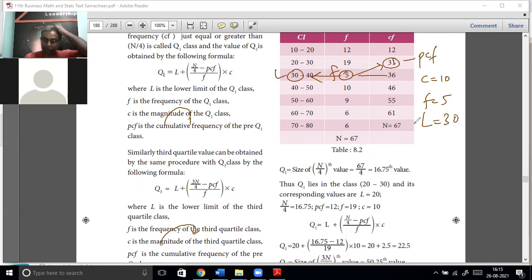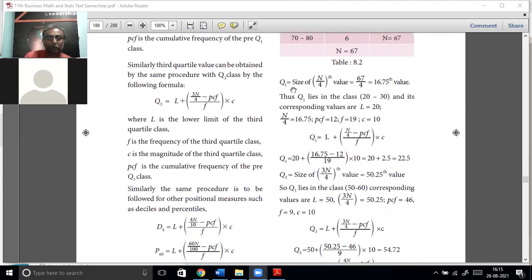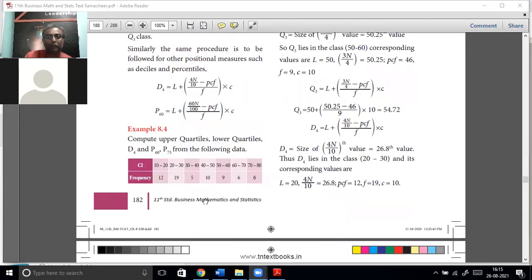With all this, you have to now find out the exact value of whatever is required. D4 means 4n by 10. P60 means 60n by 100. Now let us do example 8.4. Compute the upper quartile, which means Q3, and the lower quartile, which means Q1, then D4, P60, P75 from the following data.